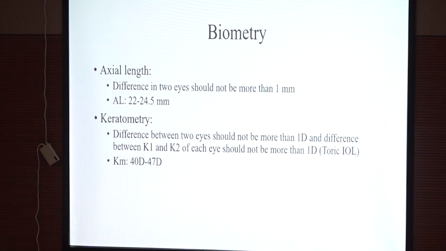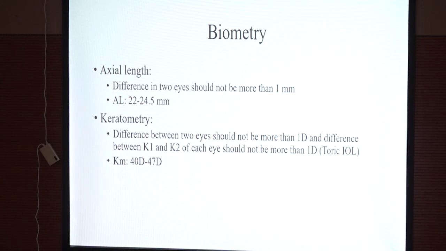So what we need to know in the axial length is that the difference in between the axial length of the two eyes should not be more than 1 millimeter. If the difference is more than 1 millimeter, that means there should be an underlying pathology present in the eye.